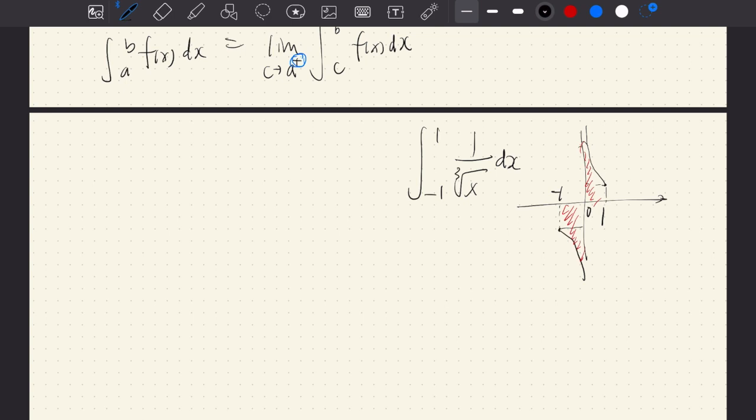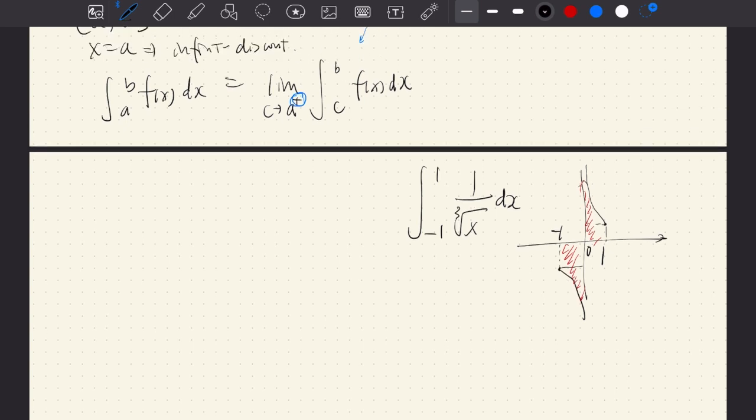Okay, so for this type of integral, we generalize it using this definition. If f of x is continuous between a and b, except for a point, say c. For example here, 1 over the cube root of x is continuous between -1 and 1, except for x equals 0, because at x equals 0, it has an infinite discontinuity.